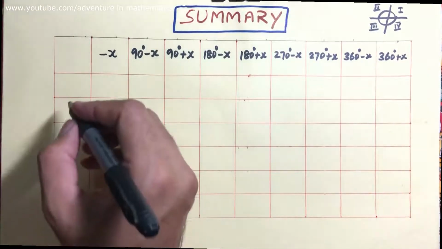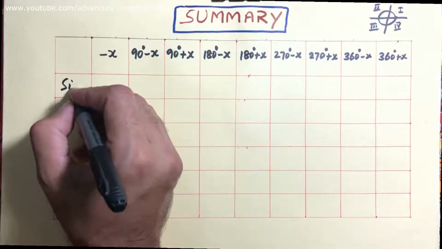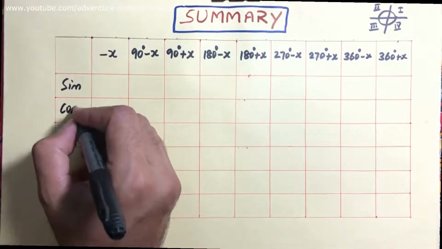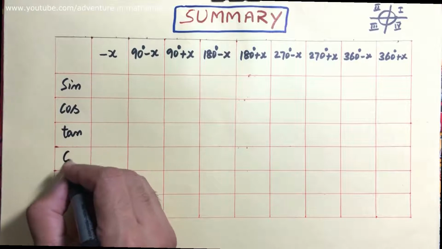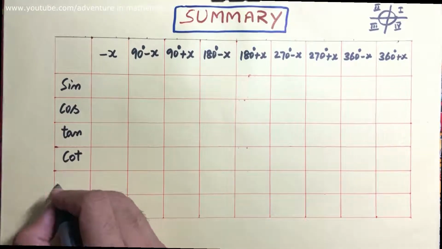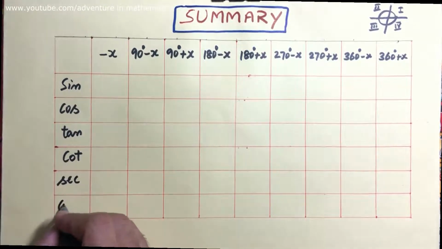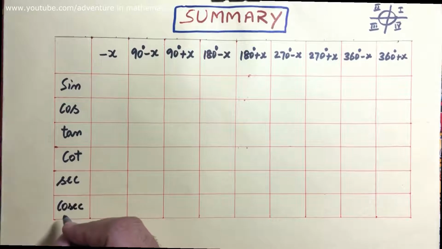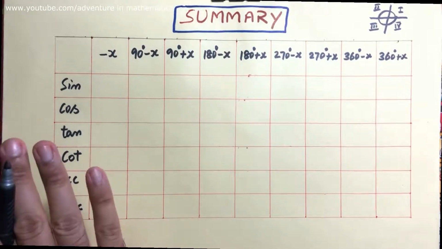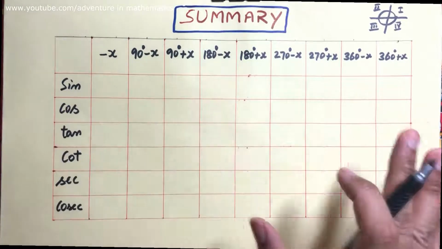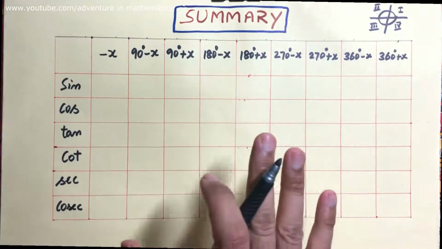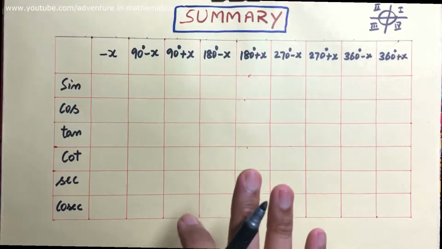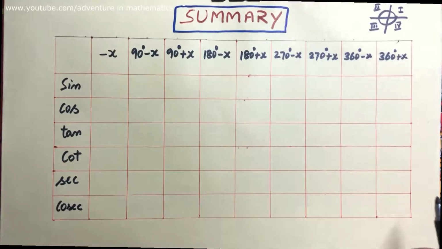Now what are the values of these t ratios? We will check sine, cos, tan, cot, secant, cosecant. So you have to make your own chart in your notebook or a page to remember these formulas, because they are going to be very useful in further chapters.